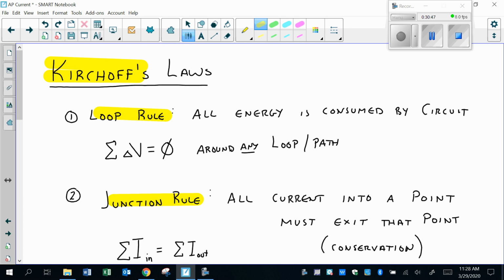The junction rule makes perfect sense, at least to me. I think when you think about it, all the current coming in has to equal all the current going out. And this is when we start seeing splits in the wire. So if I have a wire carrying 2 amps and it splits into 2 wires, those 2 wires together have to have 2 amps. Depending on how the wires are designed, maybe it's a 1 and a 1, maybe it's a 1.5 and a 0.5 for the other. But basically this comes down to conservation, which is to me why it seems to make perfect sense.